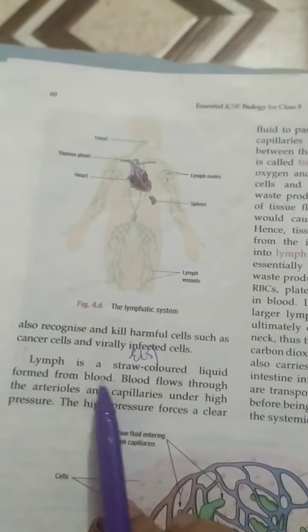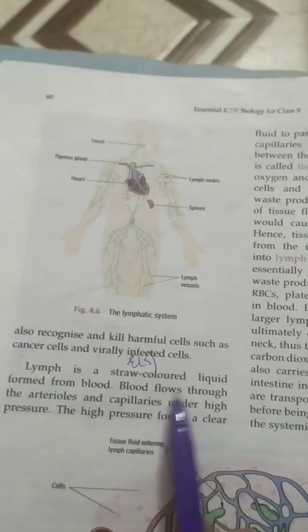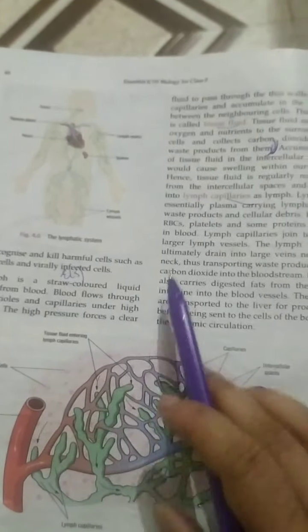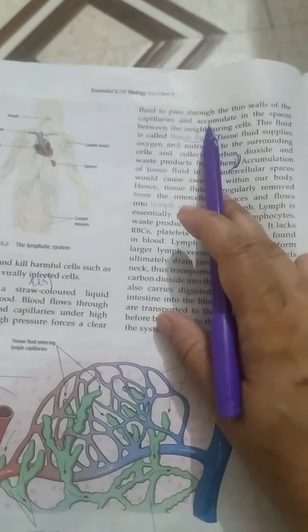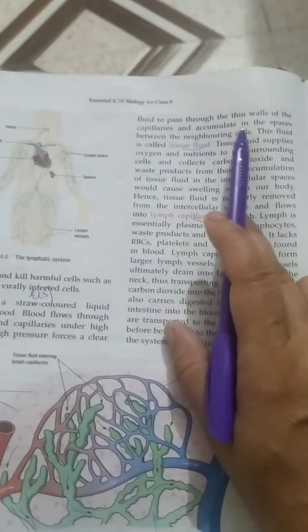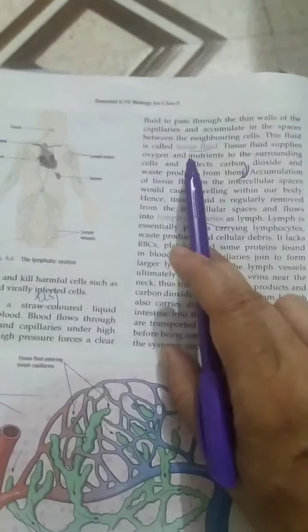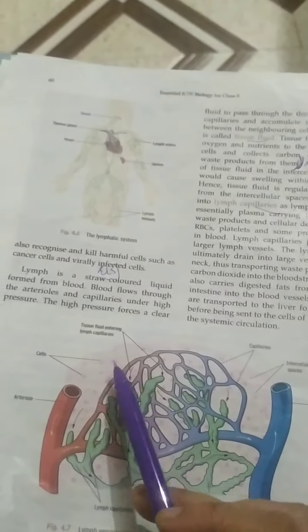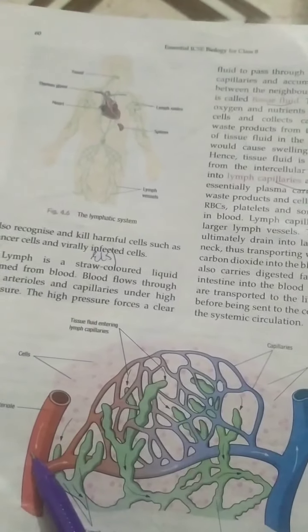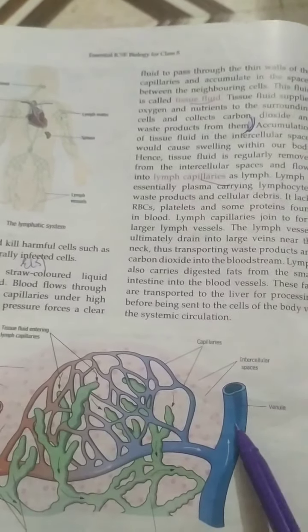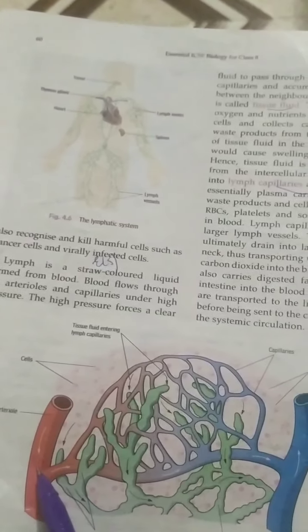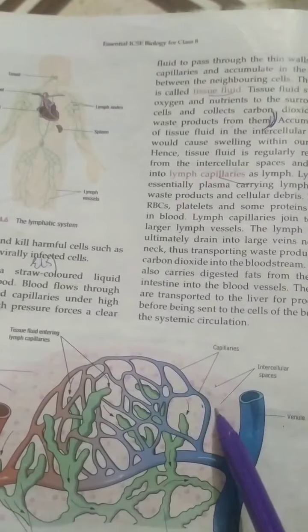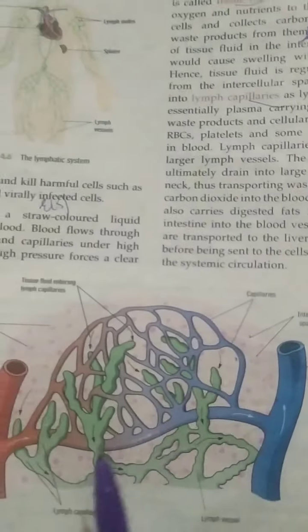Lymph is a straw-colored liquid formed from blood. Blood flows through arterioles and capillaries under high pressure. That high pressure forces a clear fluid to pass through the thin wall of the capillaries and accumulate in the spaces between neighboring cells. This is called tissue fluid or lymph. Here you can see the surrounding cells, the arterioles and the venules. Venules make the veins and arterioles make the arteries. And this is the very thin network of capillaries, with the intercellular spaces between the cells.